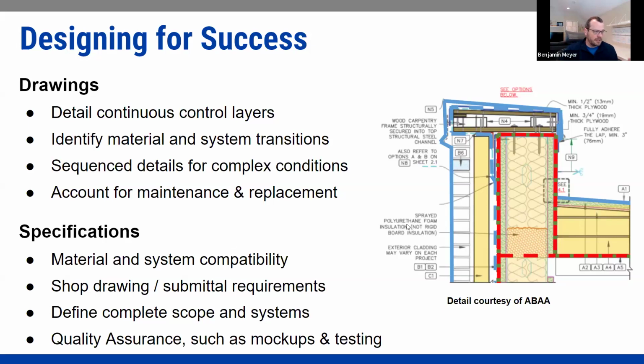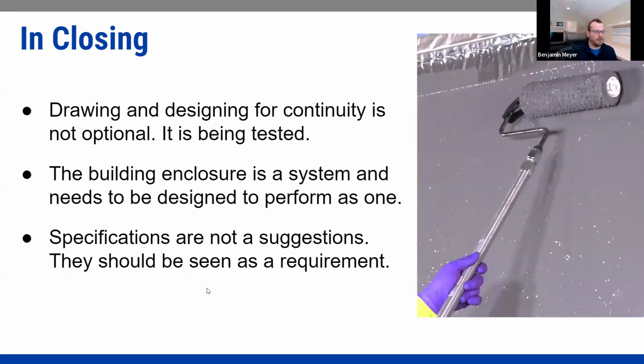And then from the specification side, you look for compatibility, request or require shop drawings to basically confirm back that this is my design intent. The shop drawings are them saying back to you, we understand your intent, here it is. And then define the scope, be clear about that. And then also have quality assurance on site, whether that's mock-ups or third-party testing, look for that coming out of the other end on the site.